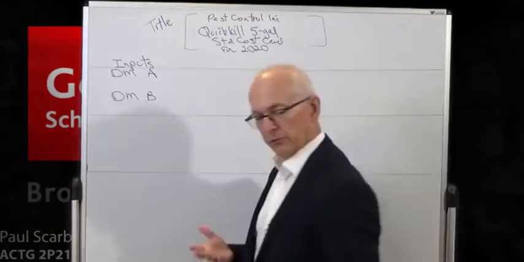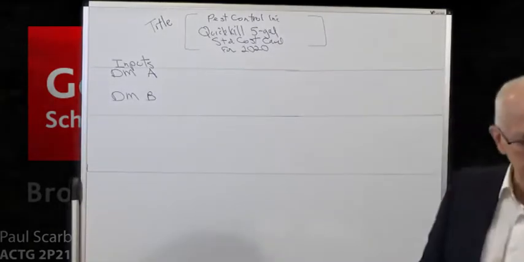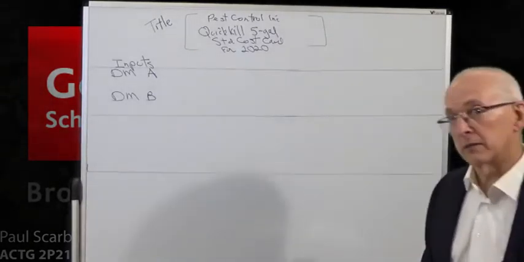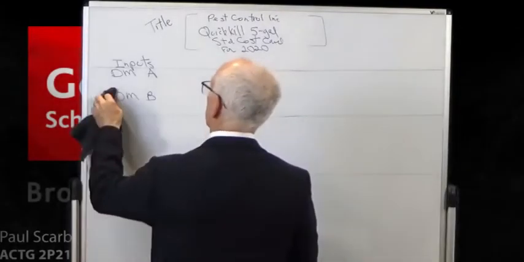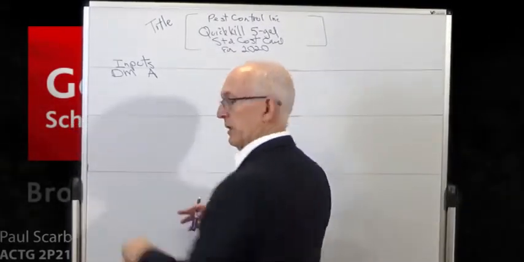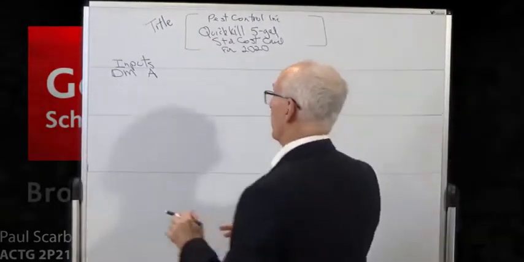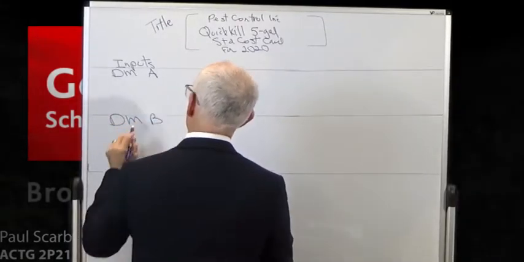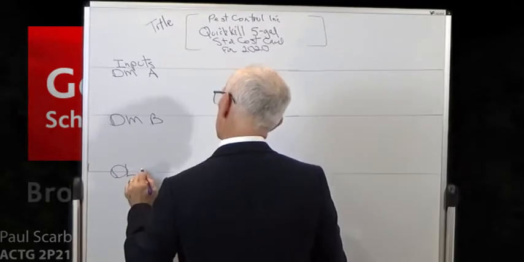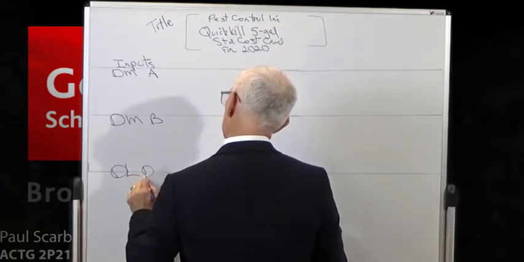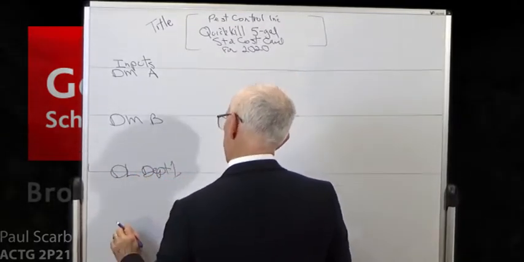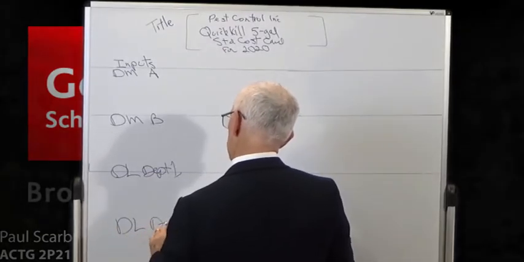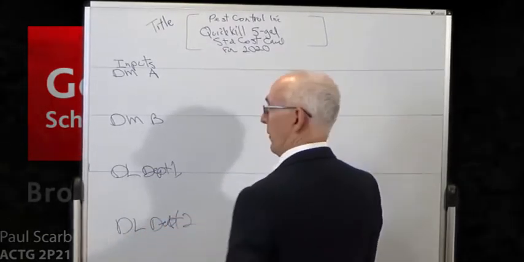Now, actually, what I'm doing while I'm talking, I'm putting these a little bit too close together for the way I need to lay this out. And also, it's too close together for working on an exam. So I want to come down here and say DMB, DL Department 1, and DL Department 2.